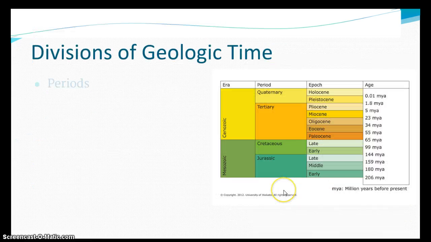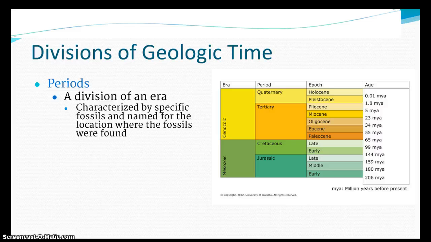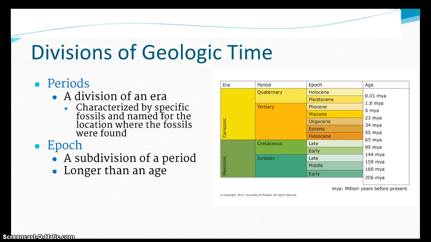Next, we have periods, and that's basically a subunit of an era, and it's characterized by the specific fossils, and they're usually named for the location where the fossils were found. And then finally, there's an epoch, and an epoch is a division of a period. They're longer than an age, and we're currently in the Holocene epoch.